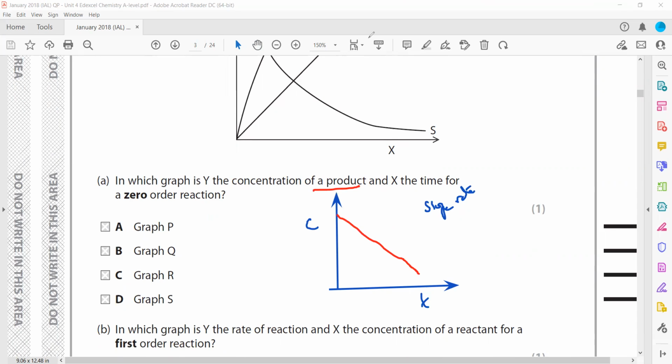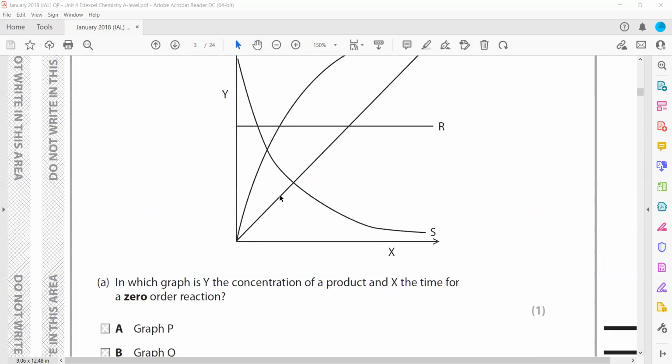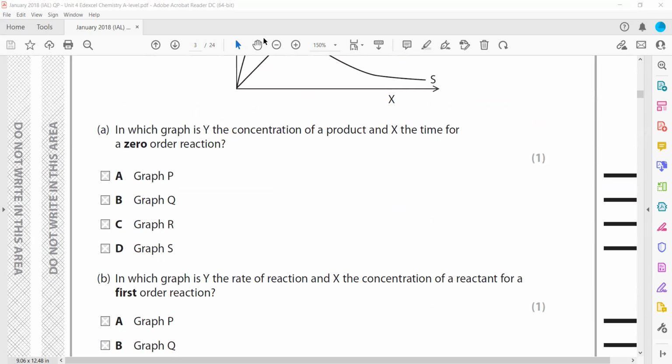It should be a straight line, because for a zero order reaction the rate is constant. The rate does not change. So a constant rate means it should be a straight line. If they say concentration of a reactant, then it should decrease. But in the question they're mentioning the concentration of a product, so it should increase, but with a constant rate, so it should be a straight line. So which graph is a straight line from the origin? Graph Q is a straight line from the origin. That's why B is the right answer.